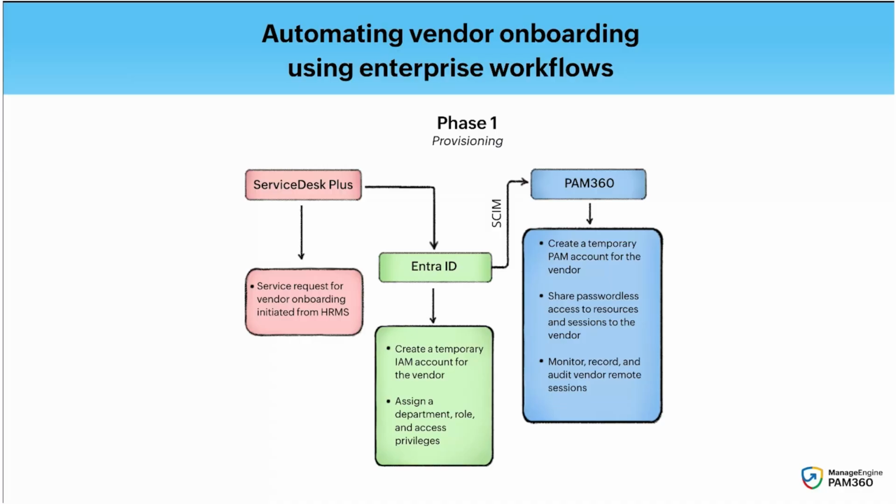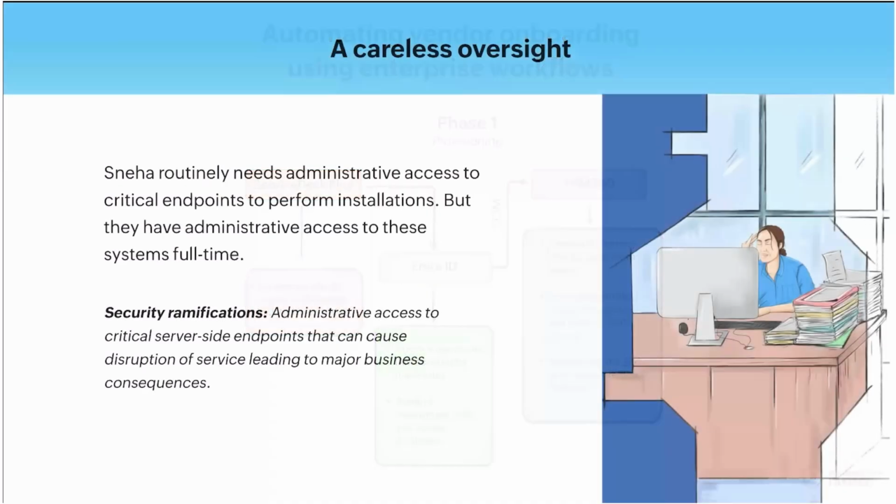So let's take a look at the second use case, where the human error in this case is simple careless oversight. Sneha, like any other remote vendor, needs administrative access to critical endpoints to perform installations. But the problem is, Sneha has administrative access to these systems full time. But one thing to note is that Sneha in this particular place does not need access to the PAM tool itself. Sneha only needs access to the particular machine in the PAM tool.